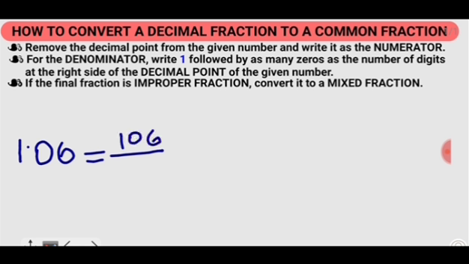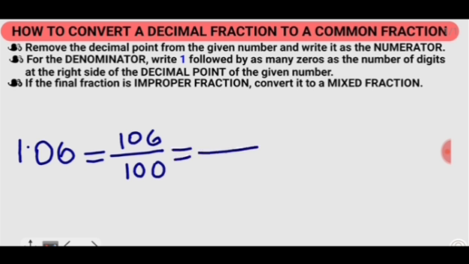And for the denominator, you will write 1, correct? So just write 1, and then how many zeros? Count the number of digits on the right side here. The right side has 1 digit, 2 digits. So how many zeros will there be in the denominator? 1, 0 and another 0, correct? So finally our answer will be how much?